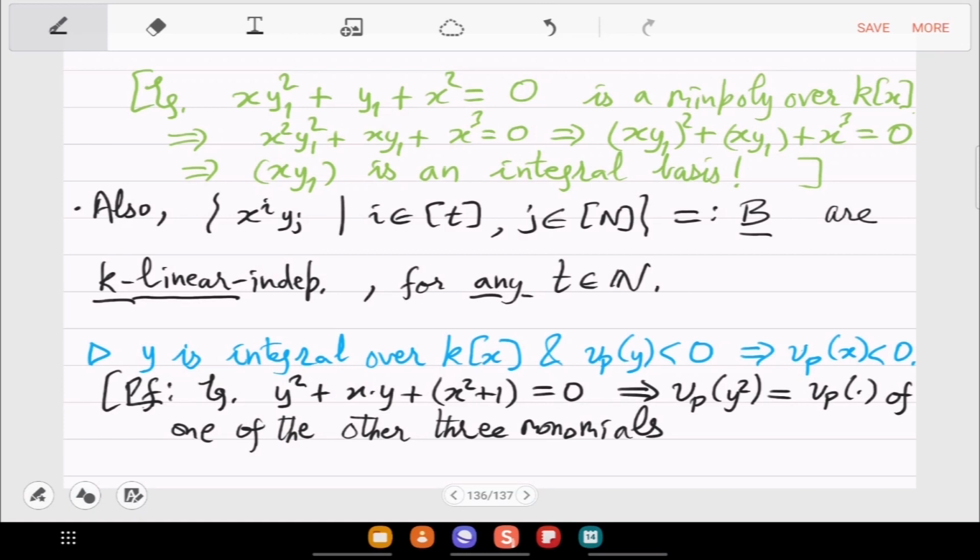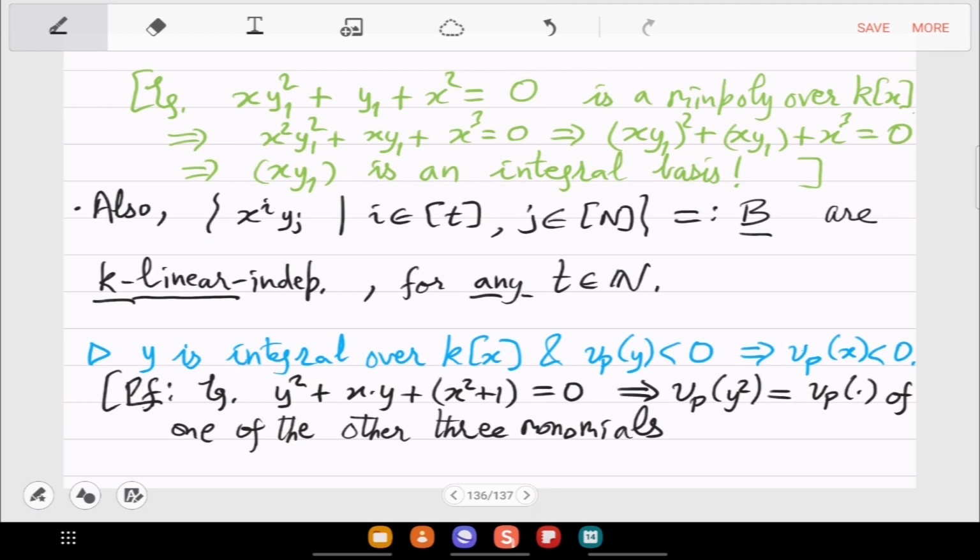So let's do it case by case. If the valuation of y square and xy is the same, then clearly you get that valuation of x is negative. If valuation of y square is the same as valuation of x square, then again you get that x is negative. And if valuation of y square is equal to valuation of 1, then you get a contradiction.